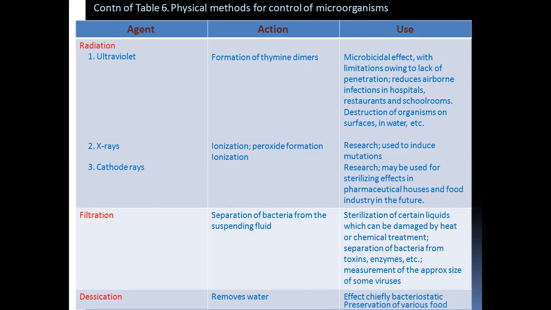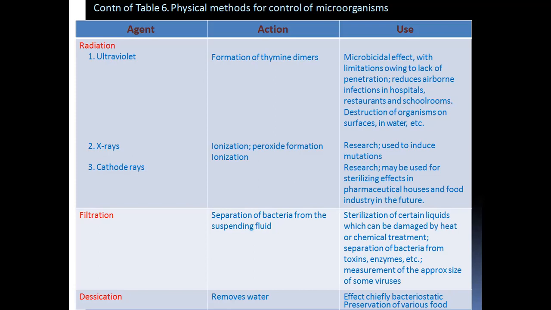When we talk about ultraviolet rays, the action of ultraviolet is the formation of thymine dimers. Thymine dimers will inhibit the microbial growth. Now, the microbicidal effect is there with limitations owing to the lack of penetration. It reduces airborne infection in hospitals. Ultraviolet rays are used to inhibit airborne growth in various areas in hospitals, in restaurants and in schoolrooms as well.